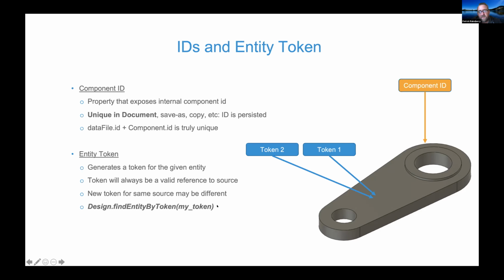But what you can't be guaranteed is that if the user makes a bunch of changes to the model, I might request an entity token on the same face, and the token might be different. So you can't use it to say, I used to have this token, I just got one, are they the same? Yes, it's the same face. That's not guaranteed. But if you get a token and store it in your own data model, you can always use that token to get back to the source face. So with this design, find entity by token is really important.